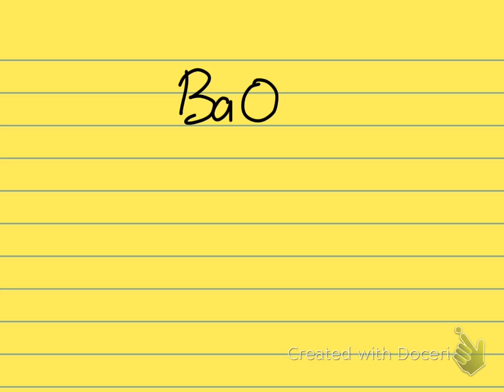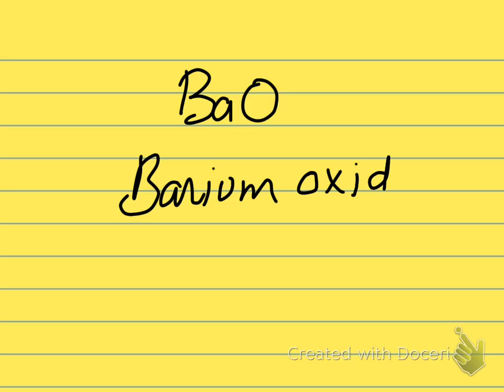What's the first ion called? Barium. What's the second ion called? Oxide. IDE, oxide. This compound is barium oxide. That's it. Yeah, it is. It's very easy.